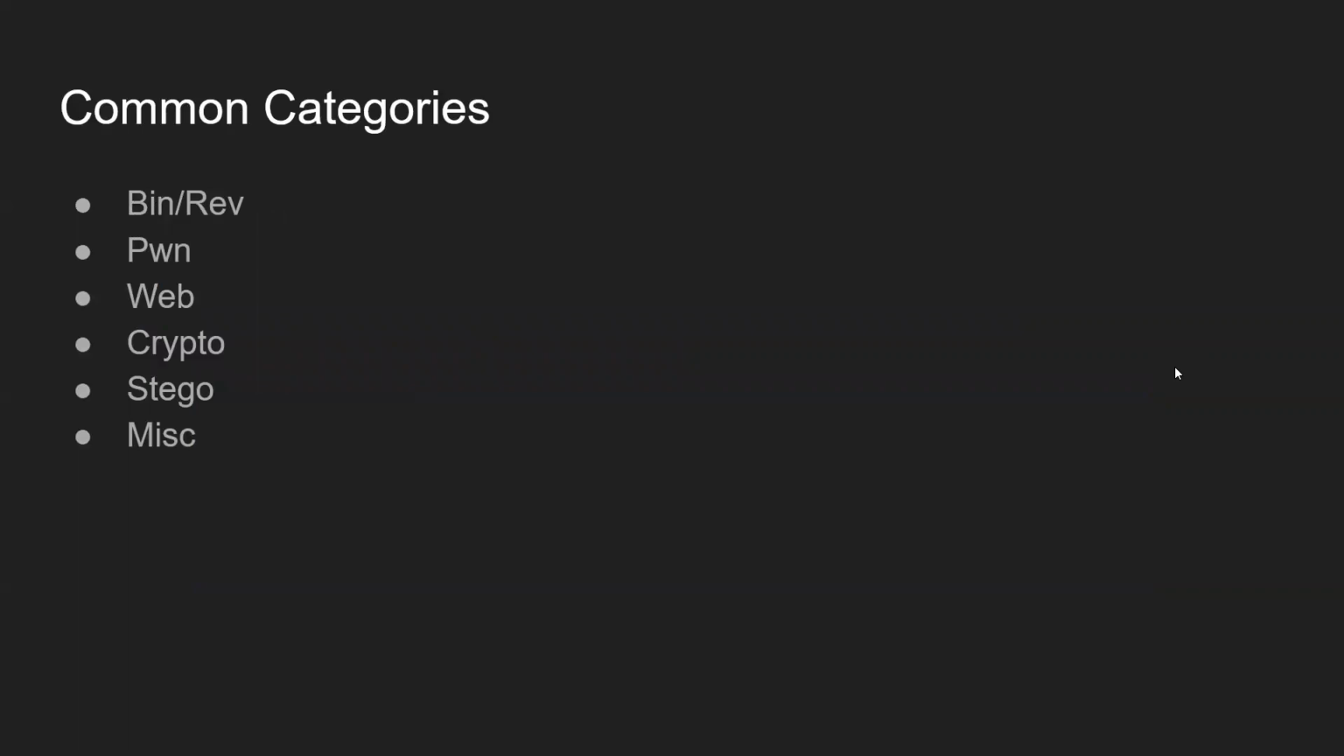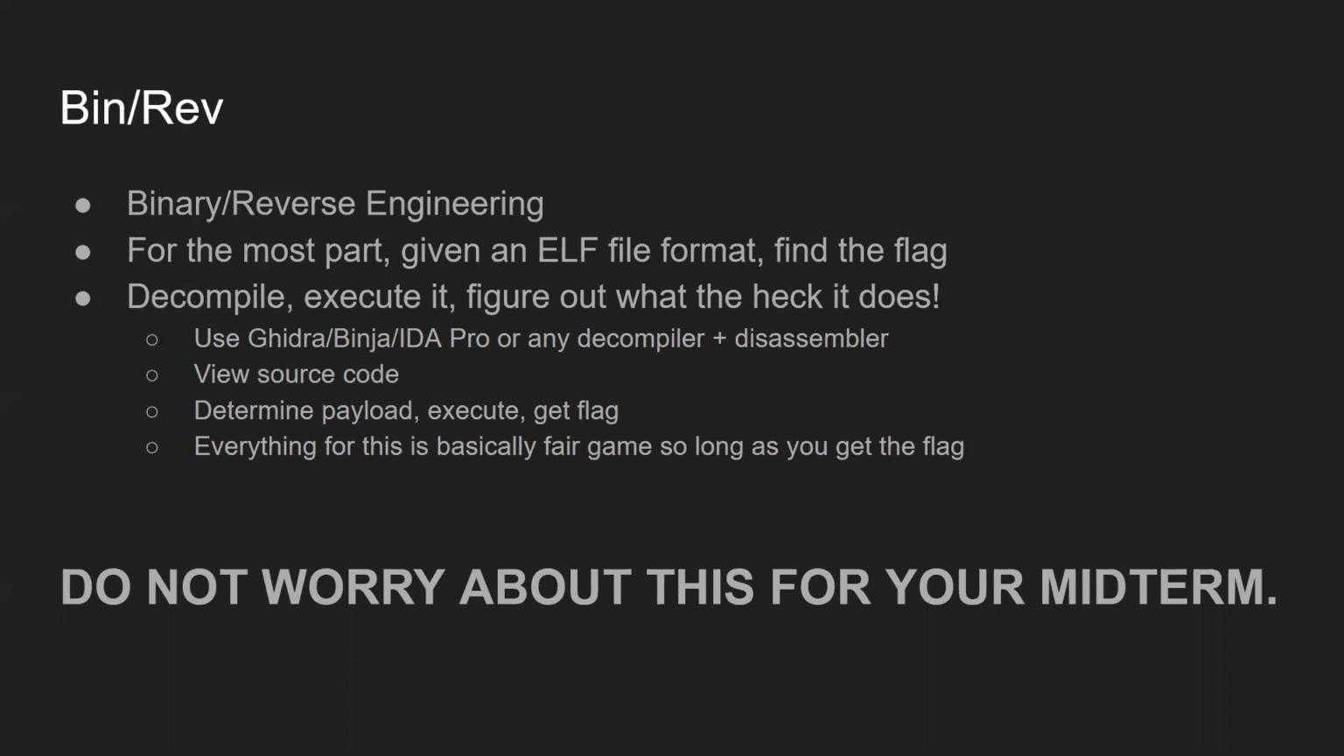So with the Jeopardy CTF categories, there are usually these 5-ish categories. We have binary or reversing, pwning, web, cryptography, stego, and miscellaneous. Starting off with binary or reversing, this just stands for binary or reverse engineering. For the most part, you'll be given a file or a binary, and you'll have to find a flag out of it.